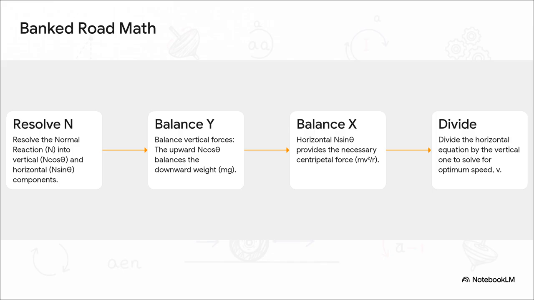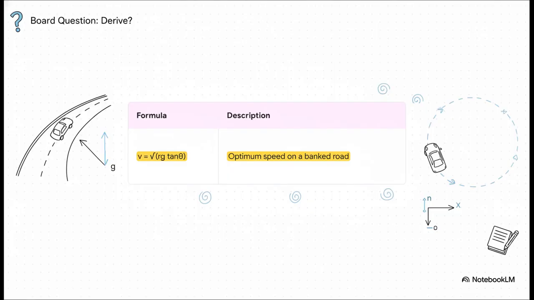So we set up our two equations, divide one by the other, and boom, we can actually cancel out the mass and the normal force, which leaves us with a neat little formula for the perfect speed. And that brings us to the final formula. The really cool thing here is that the perfect speed has nothing to do with how heavy the car is. It only depends on the radius of the curve and the angle of the bank.